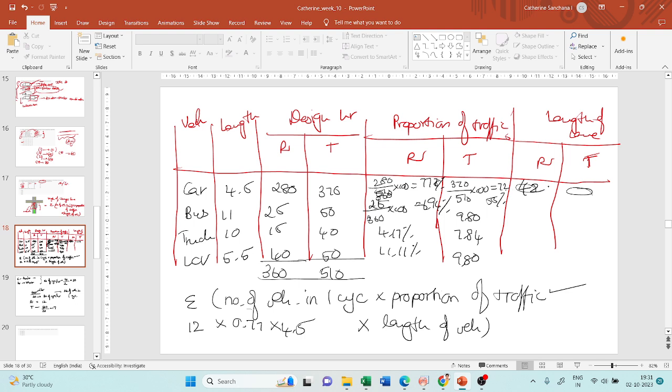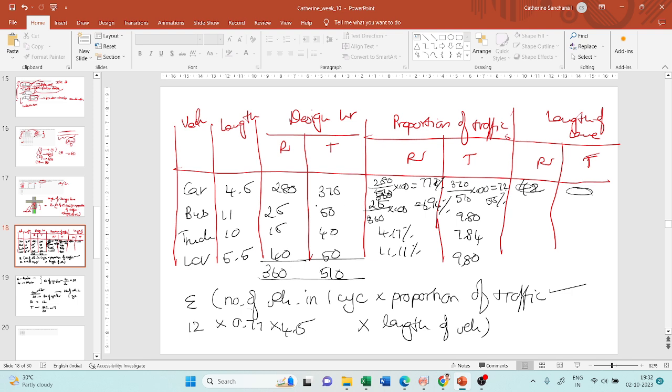So I'll check it once again. It is 12 into 0.77 into 4.5. Yes, so it is 41.58. Obviously cars cannot be in fractions, so I'm taking it as a whole number. So it is 42. Now after this, I'll do the same for the remaining also.